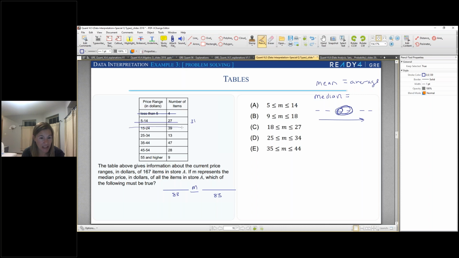The next 39 are in this box. That gets us up to 70 items. The next 13 are in this one. That gets us up to 83 items. And so now we're here. The M then has to be in the next box. The M has to be in this box, 35 to 44. So the answer is E. And then all the higher priced items are up here. It'll be the next 46 of these, and then 28 of these, and then 9 of these. Okay. So the answer to this one is E.